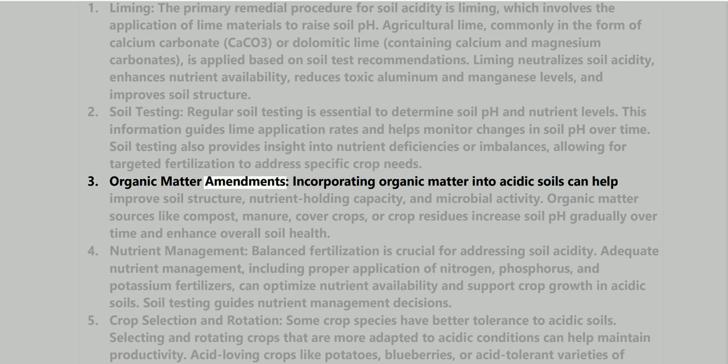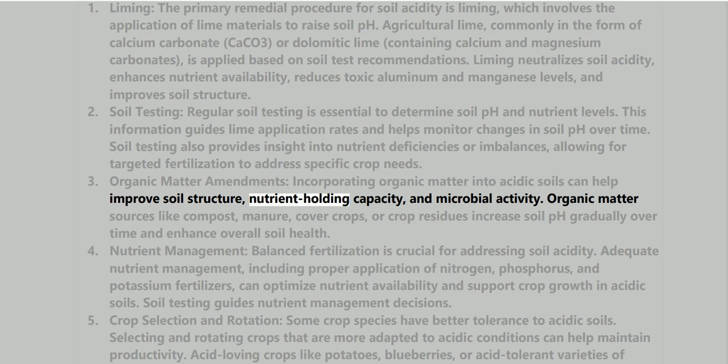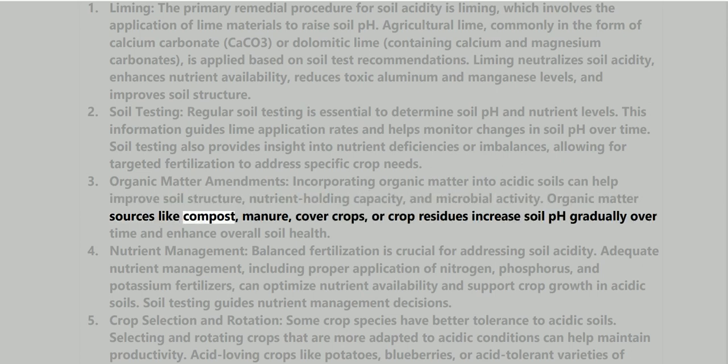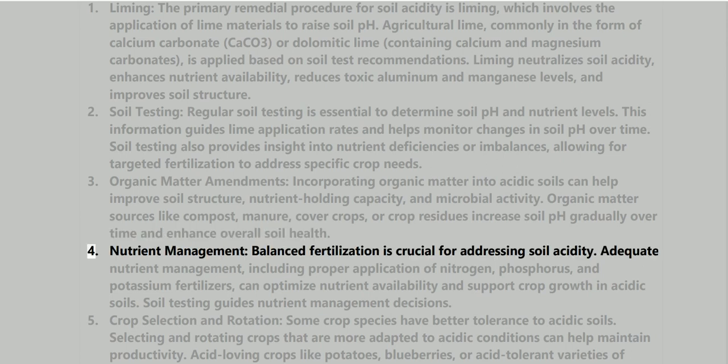3. Organic matter amendments. Incorporating organic matter into acidic soils can help improve soil structure, nutrient holding capacity, and microbial activity. Organic matter sources like compost, manure, cover crops, or crop residues increase soil pH gradually over time and enhance overall soil health.